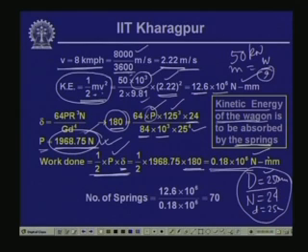And as we had seen, the kinetic energy of the wagon is equal to 12.6 into 10 to the power 6 Newton millimeter. So, this is to be brought to rest. So, the number of springs that we need is equal to this kinetic energy divided by the work done by each of these springs. This will give us a number 70. So, these many springs are to be used so that the wagon can be brought to rest by absorbing the energy which is being imparted by the wagon.